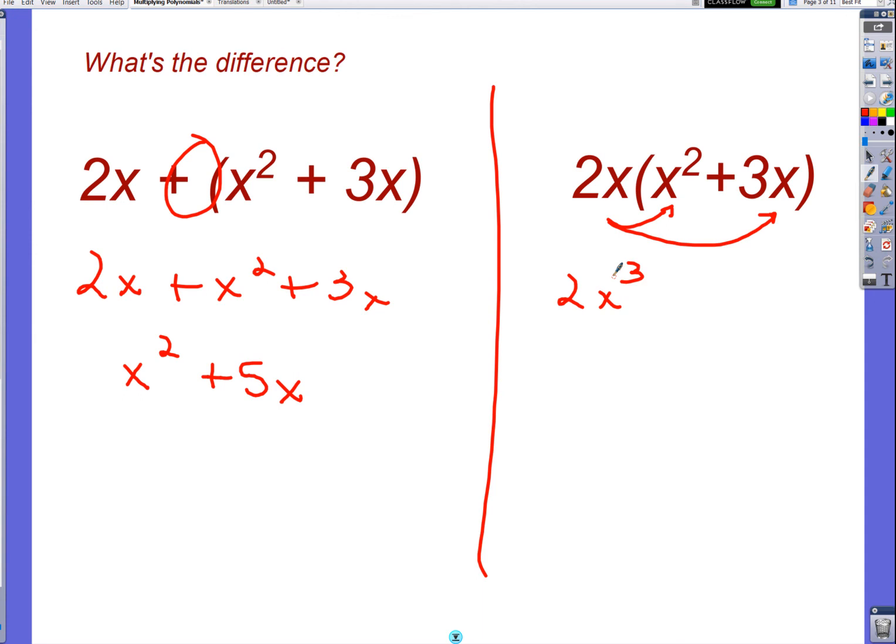Then we have to do the same thing over again with the 2x and the 3x. 2 times 3 is 6. So I write plus 6. But it's not going to be 6x because they both have an imaginary 1 on top. So 6x squared. 1 plus 1 is 2. X times x is not x. X times x is x squared. Okay?